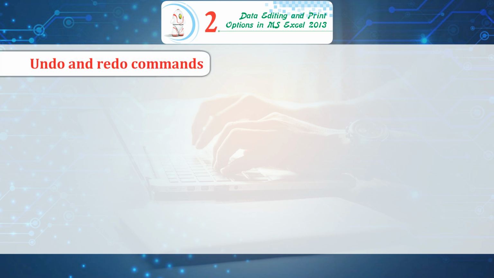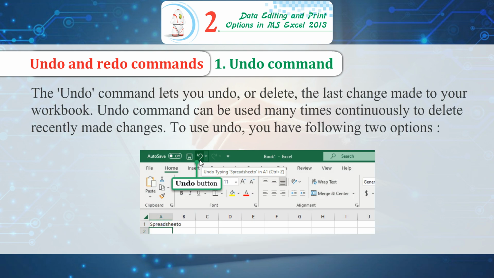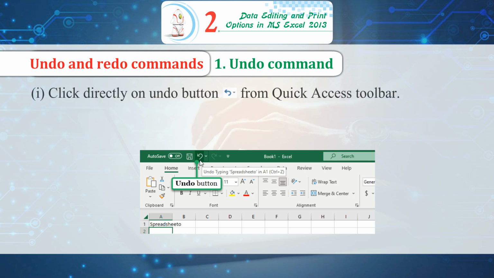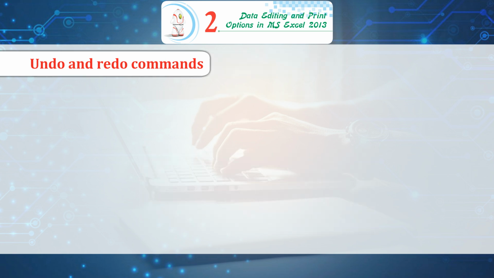Undo and redo commands. 1. Undo command. The undo command lets you undo or delete the last change made to your workbook. The undo command can be used many times continuously to delete recently made changes. To use undo, you have the following two options. First, click directly on the Undo button from the Quick Access toolbar. Second, press Ctrl+Z from your keyboard.